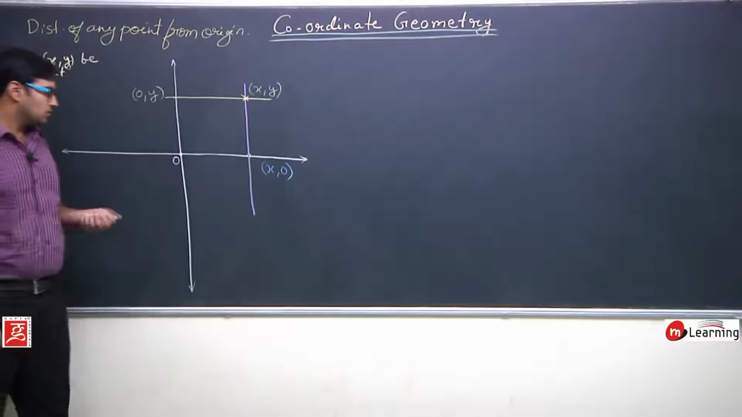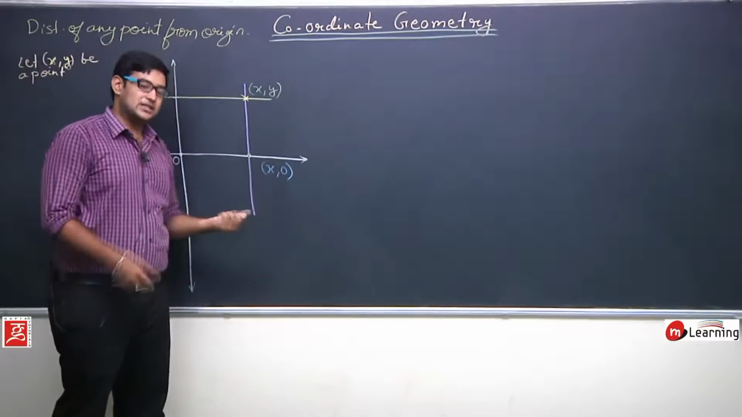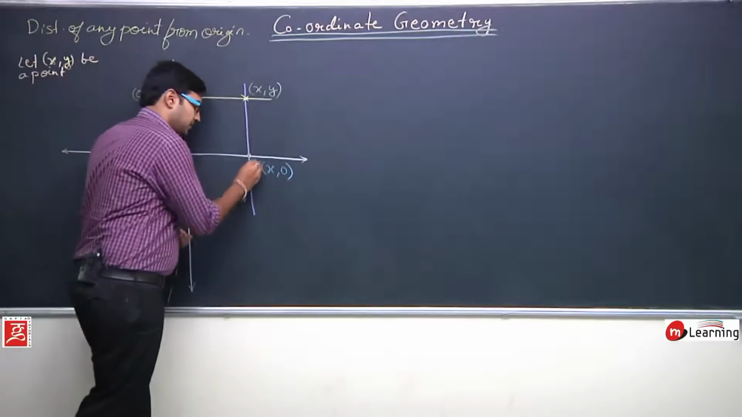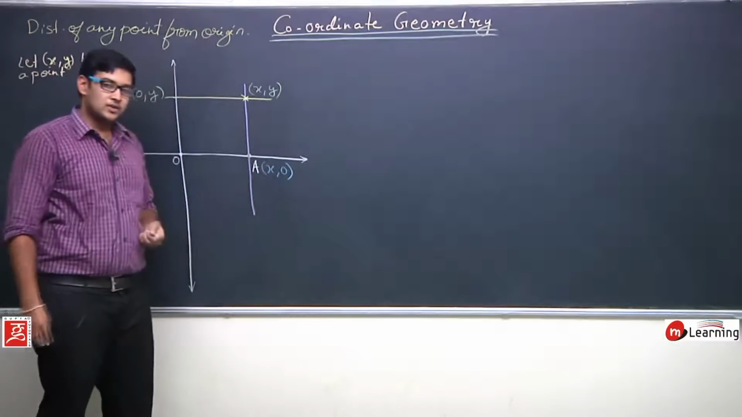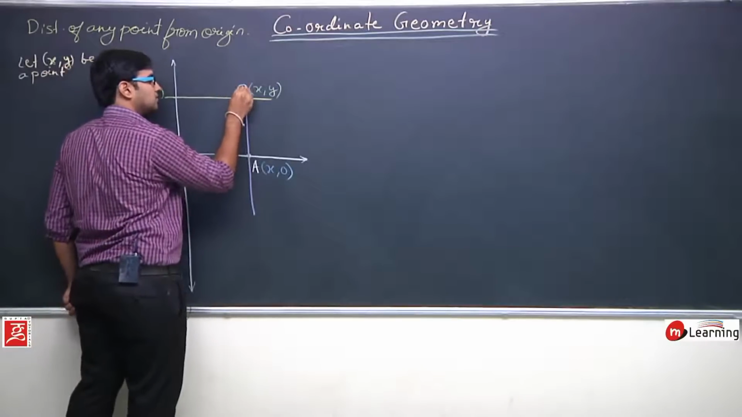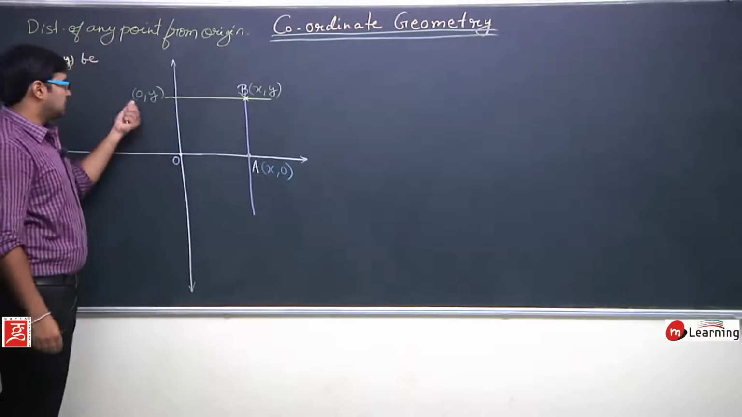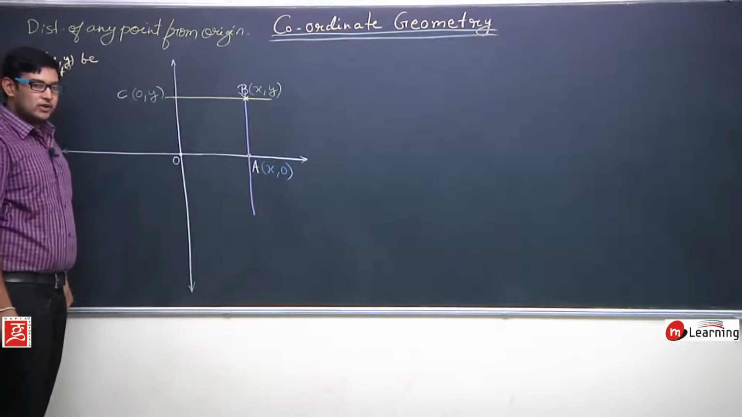Okay, now let us say that this x, 0 is A. हम मान लेते हैं कि ये x, 0 कौन सा पॉइंट है, A. ये x, y जो पॉइंट है, let us say this is point B, and this 0, y, let us say this is point C.